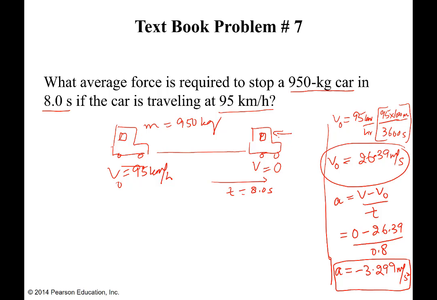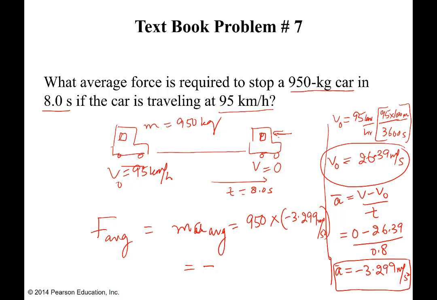So now that I have a, I can go ahead and find the average force, which is equivalent to mass times the average acceleration that we determined. The mass was 950 kg, multiplied by minus 3.299 meters per second square. You'll get a negative number, because in order to stop the car, you must apply the force in the opposite direction. So this is minus 3134 newtons.